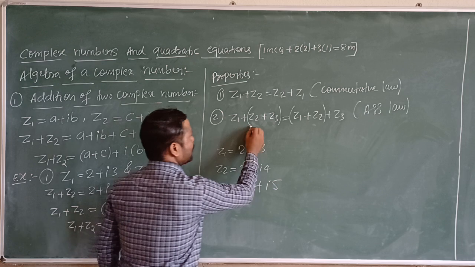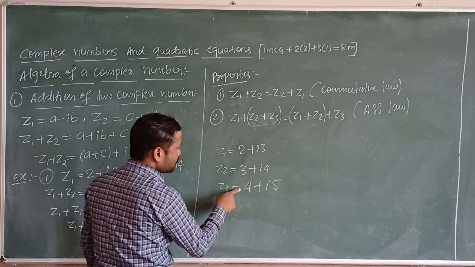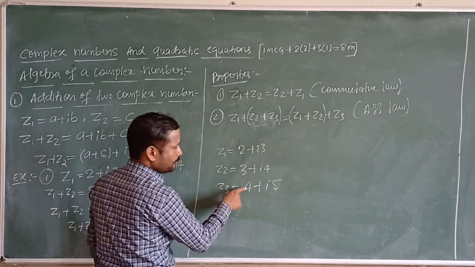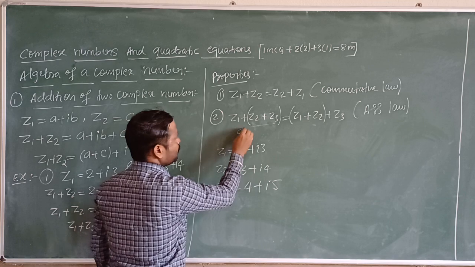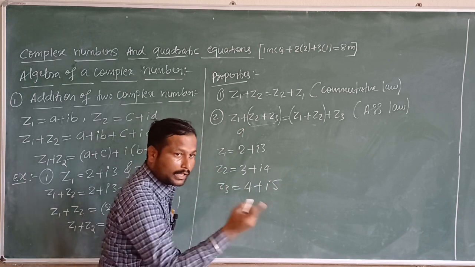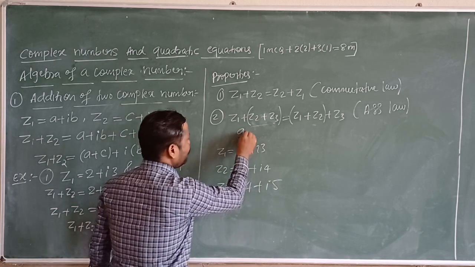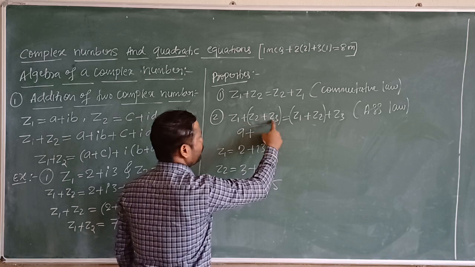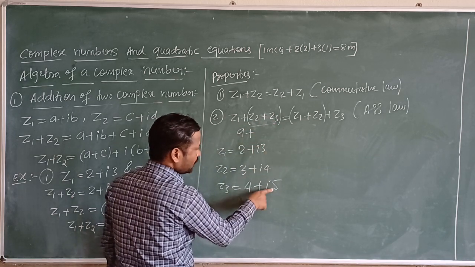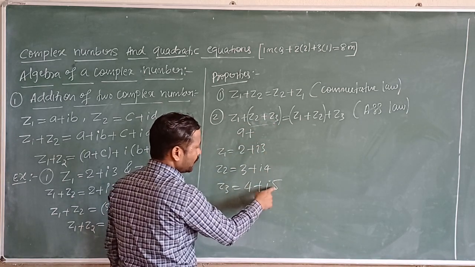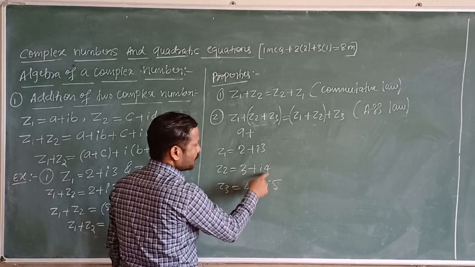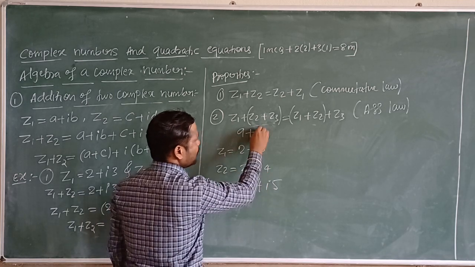Take z2 plus z3: 3 plus 4 is 7, 7 plus 3... wait, the real part is 3 plus 4, which is 7, and 7 plus 3... that is 9, and 9 is the real part. Go for the imaginary part now: z2 plus z3, 4i plus 5i is 9i... 9 plus 3 is 12.